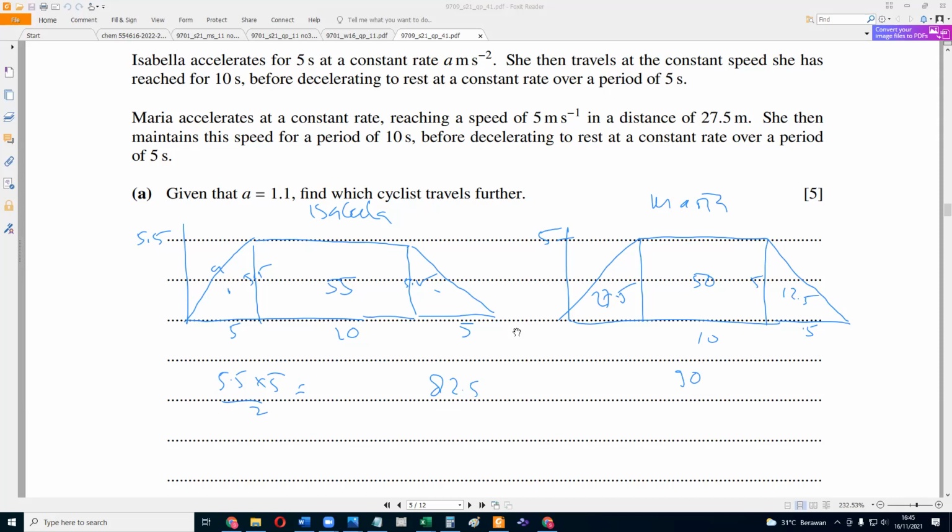Okay, is it clear enough? Yes. Okay, let's go to the next question then.